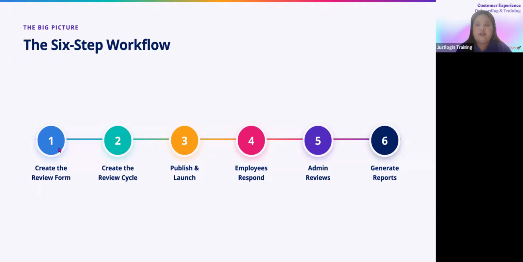And then we go to step 2. When the form is ready, step 2 would be create the review cycle. And creating the review cycle, this is the time where we assign who will be reviewed, who are going to review, and what is the form that we will require them to answer. After that, step 3, this will be the time where you publish and launch the review cycle. At this point, employees will be notified that there is an appraisal form that is pending for their response.